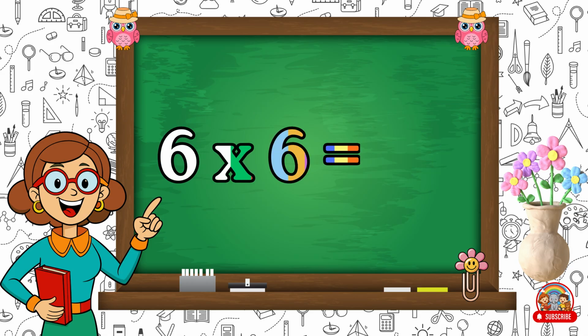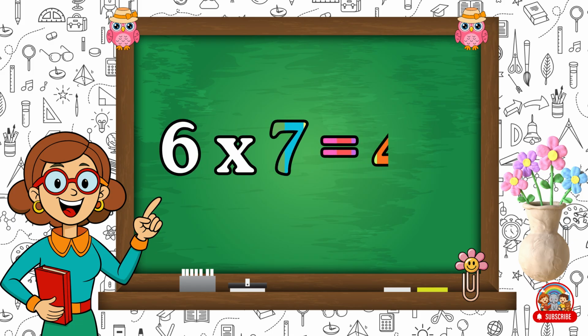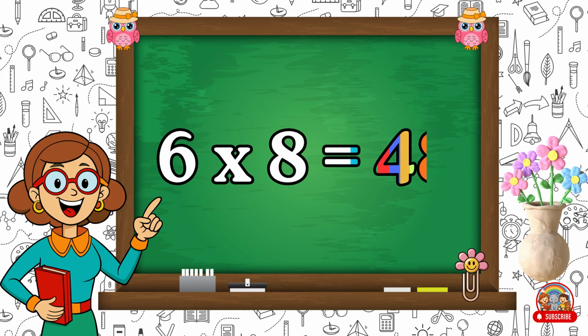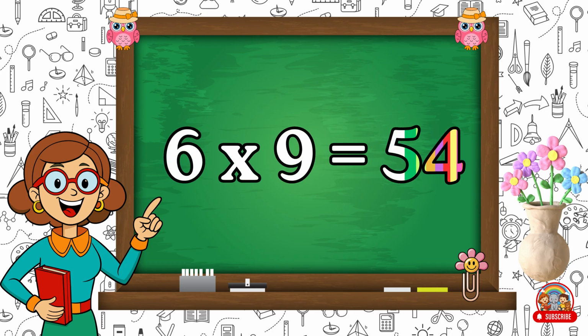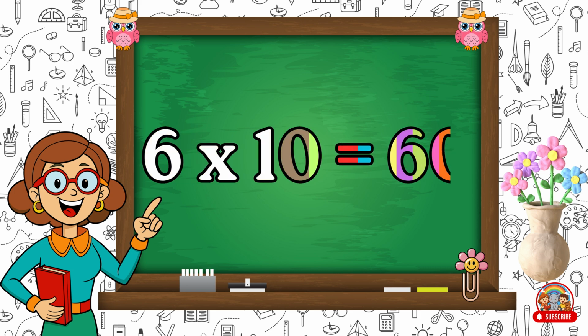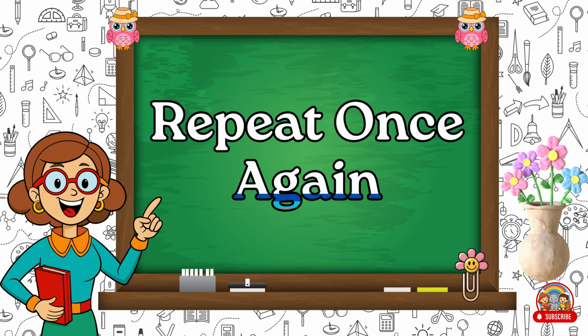6 six are 36. 6 sevens are 42. 6 eights are 48. 6 nines are 54. 6 tens are 60. You are doing amazing.